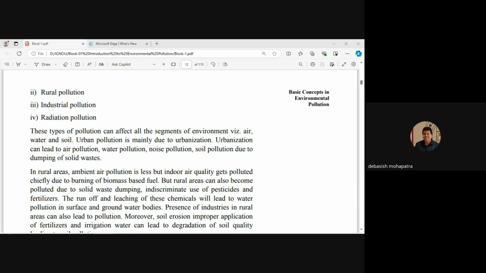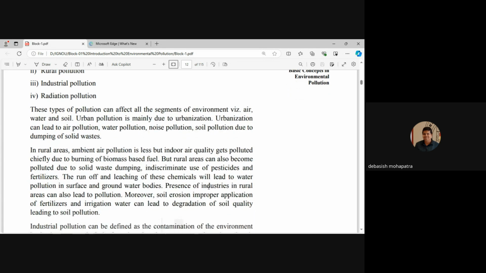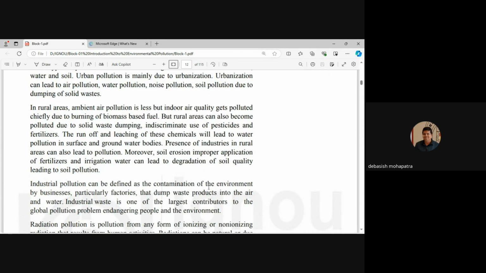Sorry for the interruption. So these are the different types of pollutants for sound. Then in rural areas, ambient air pollution is less, but indoor air gets polluted chiefly due to burning of biomass-based fuels. But rural areas can also become polluted due to solid waste dumping and indiscriminate use of pesticides and fertilizers, and runoff and leaching of these chemicals lead to water pollution. So if you see different areas, they have different types of sources and problems to face.